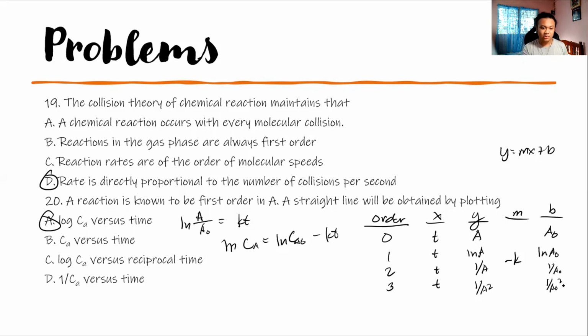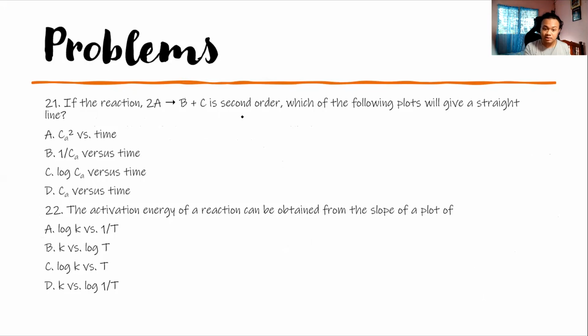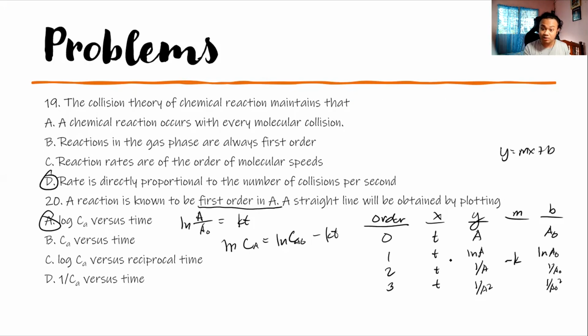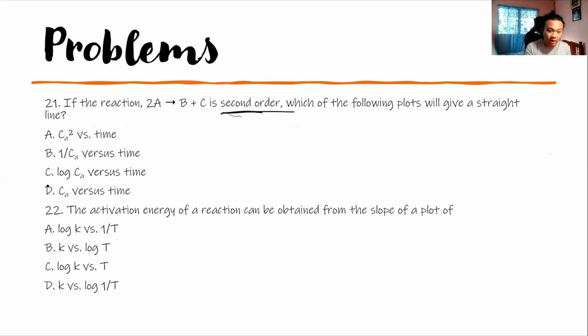Okay, so for first order in A, meaning we have to plot log A versus time. That's how we use this table. Next, second order. Which of the following plots will give a straight line? So we have to look back here. For second order, we have 1 over A and time. So we have 1 over CA and time. So that's letter B.